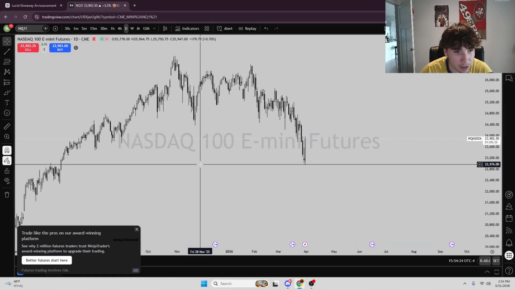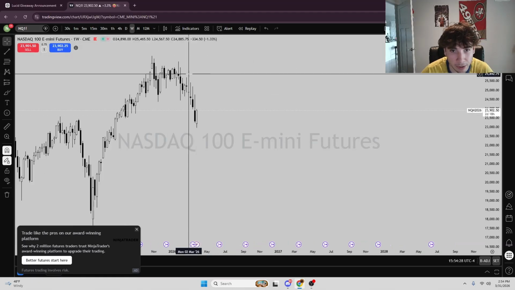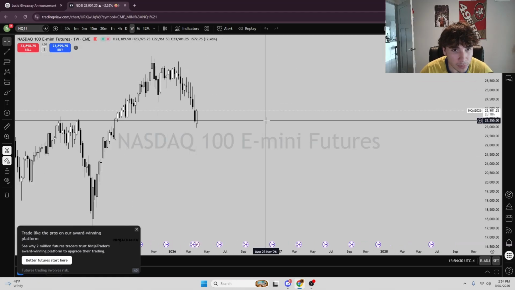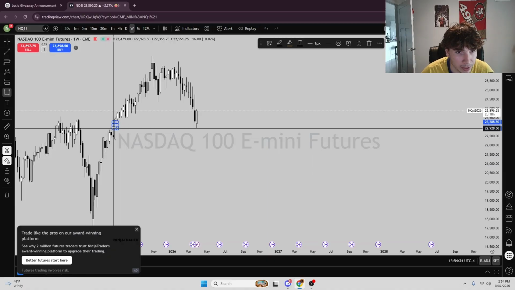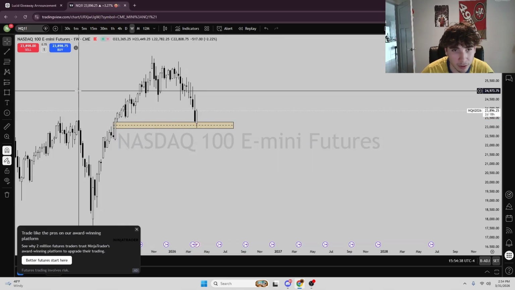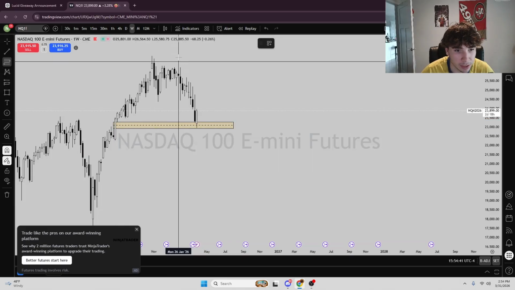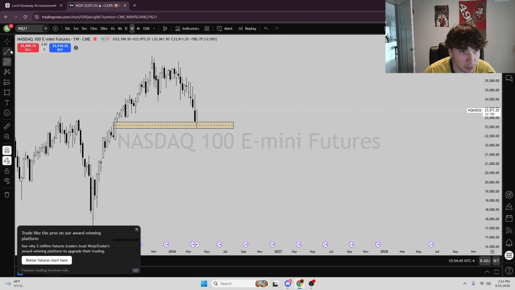So if we go back to the daily and look at what we're in right now, or even the weekly, right? What we just did, we mitigated a weekly fair value gap. So either we're going to completely reverse from here, or we are just going to continue higher, right? It really just depends on what we want to do. But we also swept liquidity.